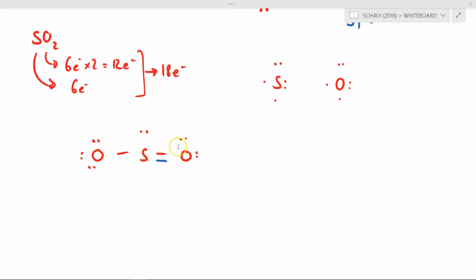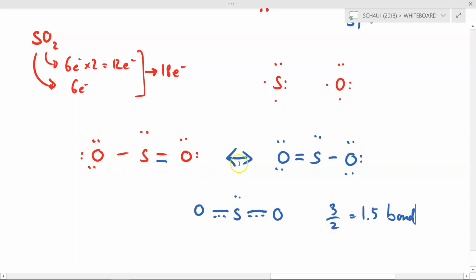Now since I didn't have to choose this oxygen to donate it, I could have chosen this oxygen here. That usually indicates the presence of resonance. So the other resonance structure will look like this with a double bond on this side. But of course there is no real double bond, no real single bond. Instead the electron has been delocalized, and so it's going to be something in between a single bond and a double bond. In this case, 3 bonds divided amongst 2 areas. So it's going to be a 3/2 bond, or a 1.5 bond.